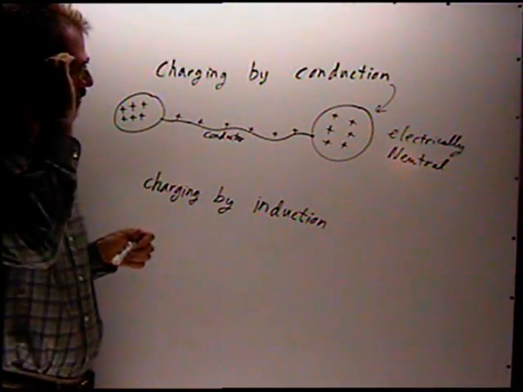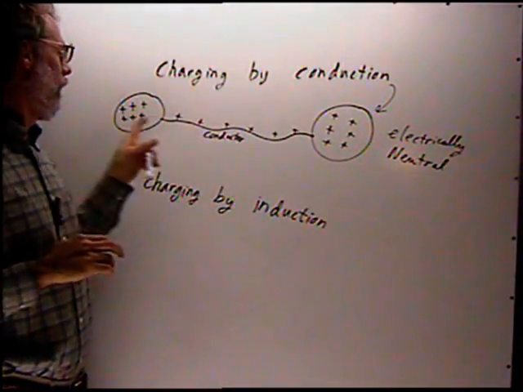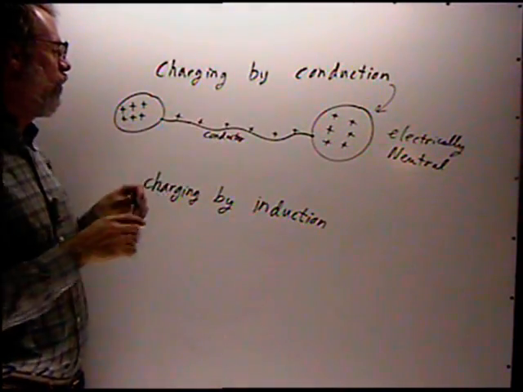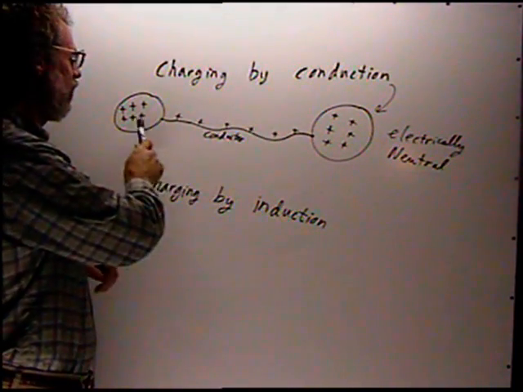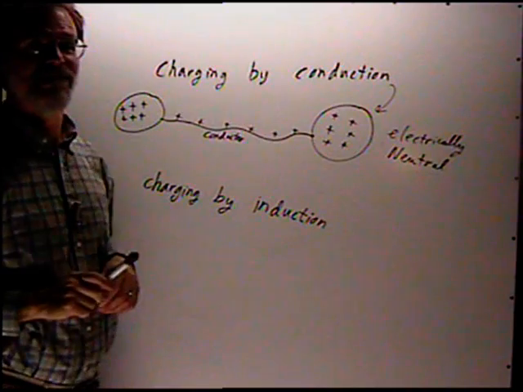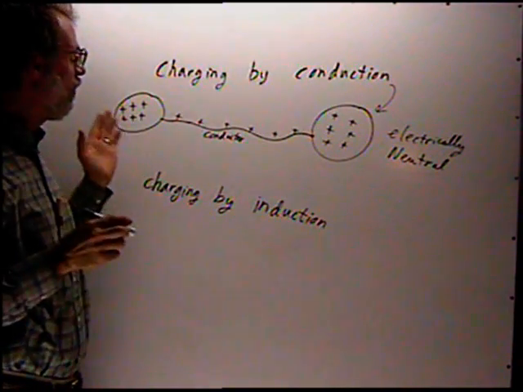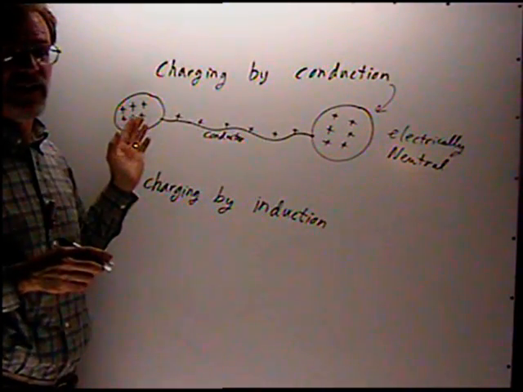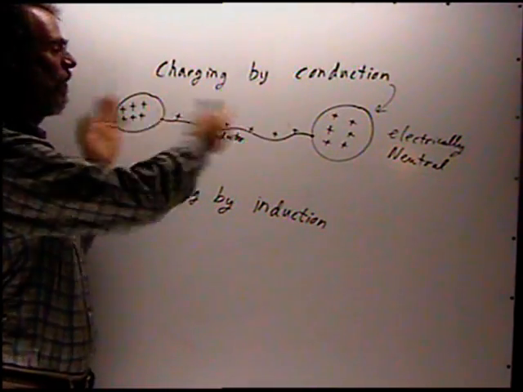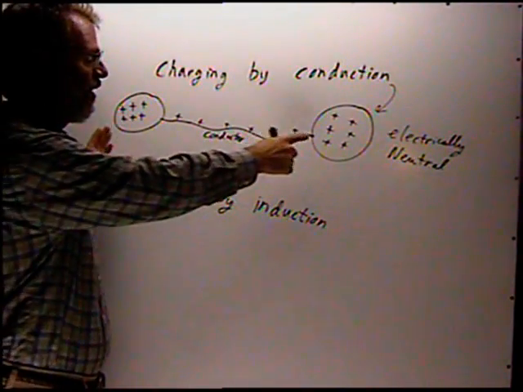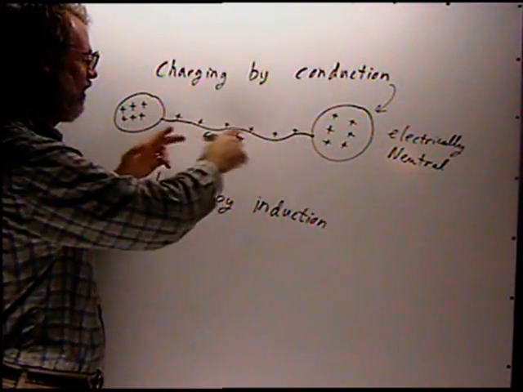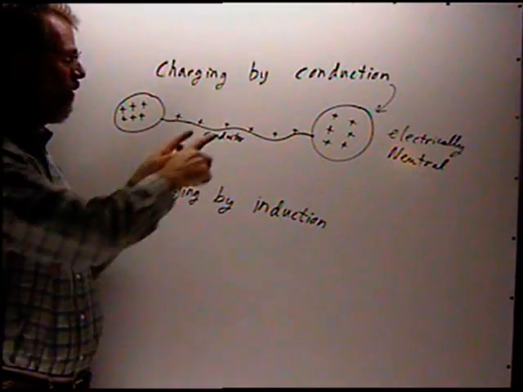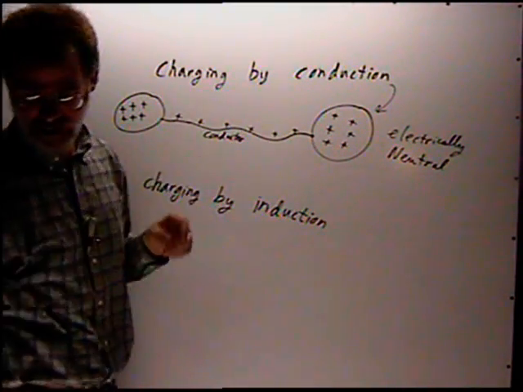We have charged this neutral body by conduction. We attached a conductor from this material to this material. Notice when you do this, there has to be physical contact of something. In this case, these two bodies are in physical contact through the actual wire, through the conductor.